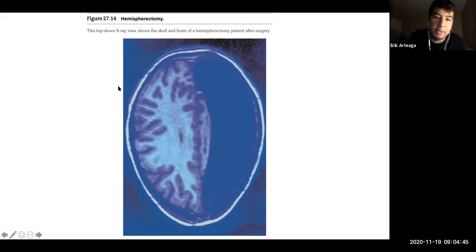So here we have hemispherectomy, which is the removal of one half of the brain. And again, this is very, very rare. I've only heard of it with individuals who have severe, severe seizures. So individuals have seizures that originate from one side of the brain that travel to the other, or it just will not stop.